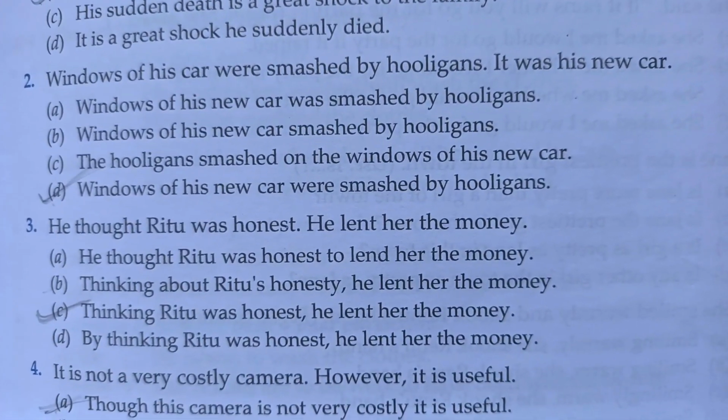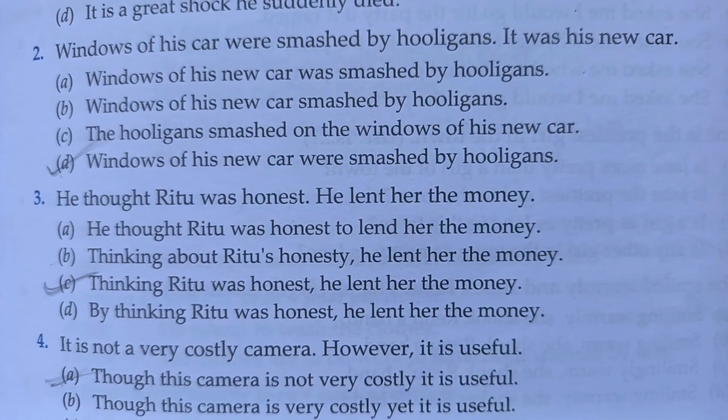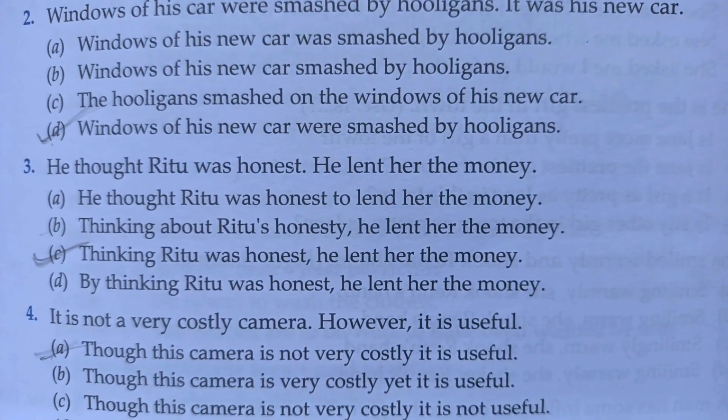Number 3, he thought Ritu was honest. He lent her the money. So the correct answer is C. Thinking Ritu was honest, he lent her the money.